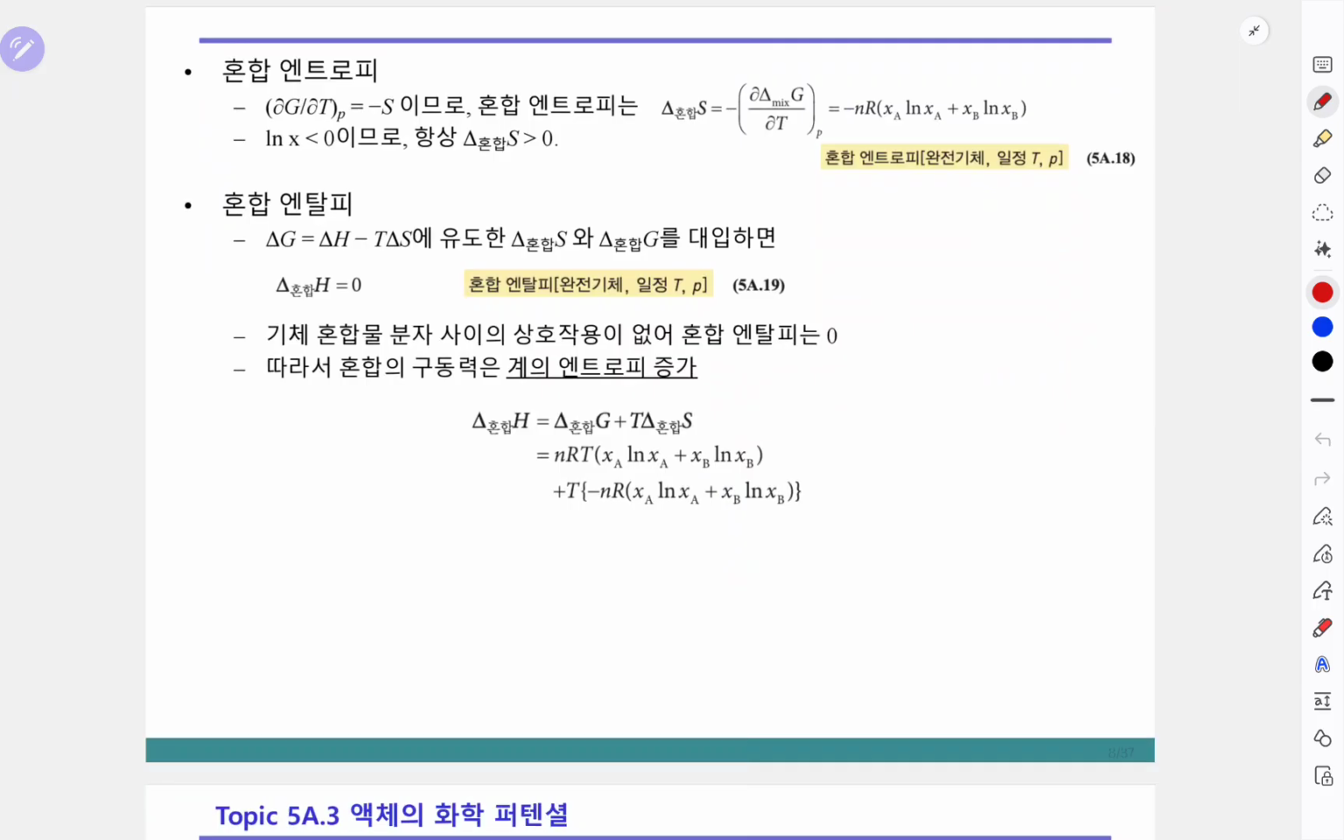그다음에 엔탈피에 대해서 고려를 해보면, 엔탈피는 깁스 에너지 플러스 T 델타 S잖아요. 계산을 해보면 퍼펙트 가스의 믹싱 프로세스의 혼합 엔탈피는 언제나 0이 되는데, 이 기체 혼합물이 퍼펙트 가스라서 분자 사이에 상호작용이 없기 때문입니다. 그래서 이 혼합을 push하는 드라이빙 포스는 엔트로피가 증가하는 방향 혹은 깁스 에너지가 감소하는 방향이라고 보시면 됩니다. 그다음에 이제 액체의 화학 포텐셜에 대해서 공부를 하겠습니다.